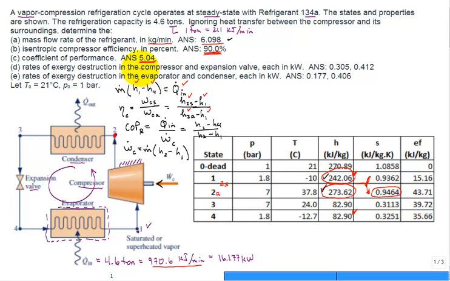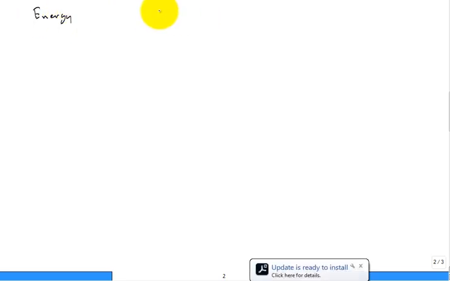Now the hard part. We're going to talk about rates of exergy destruction in the compressor and expansion valve, and then the rates of exergy destruction in the evaporator and the condenser. So all four of those components. Well, to solve for these parts, I want to take a slower, longer approach and just organize our thoughts. So I'm going to go to a clean page, and I just want to do a little review and talk about energy, and talk about entropy, and then talk about exergy.